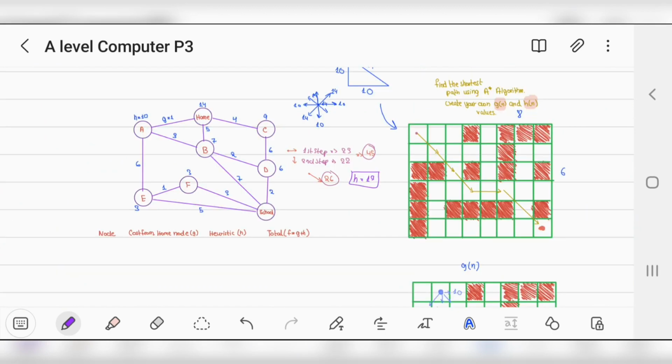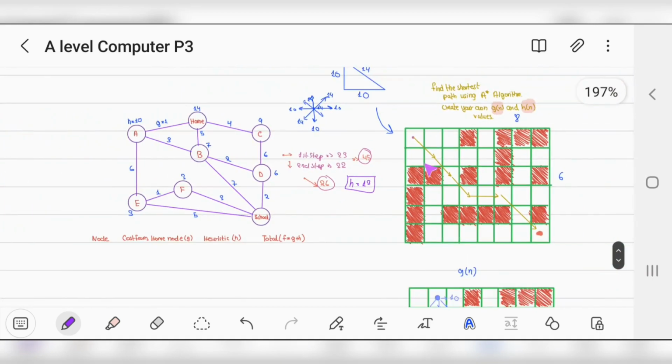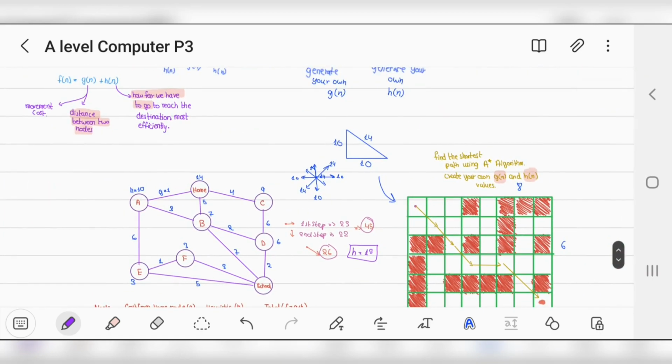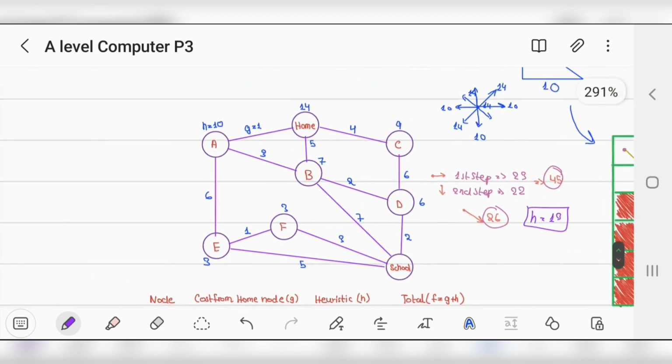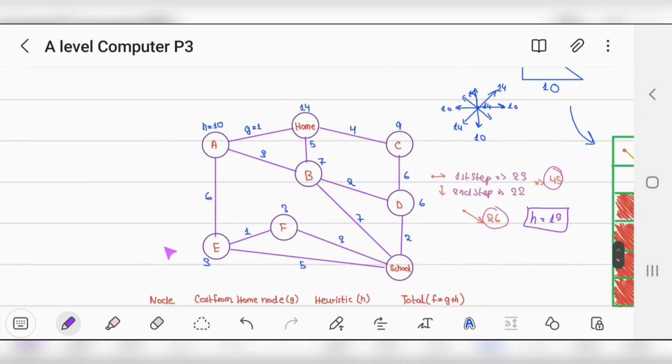So this is how you're going to do the algorithm. Whenever you've been given a clue that you need to find your own GN and HN, this is how you generate HN and GN. HN is very easy. GN you just simplify, you just do it in your own way. Now this is another question where it has given you the GN as well as the HN values.